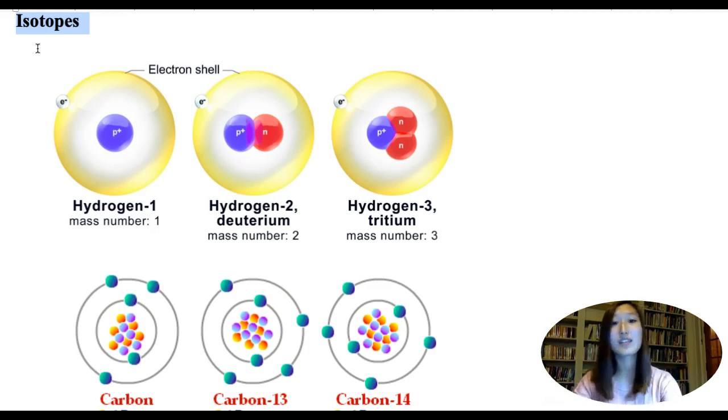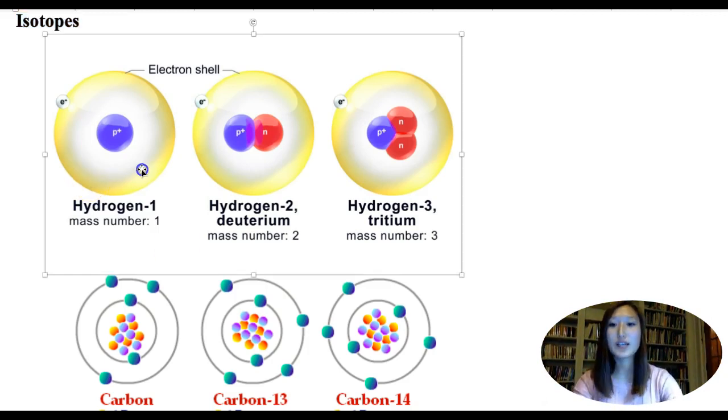Same idea with elements. If you have hydrogen, in the end, it's hydrogen. It will have one proton. That's what makes it hydrogen. But you can have different flavors of the same hydrogen. By flavor, I mean it will have different numbers of neutrons. So for example, right here, we have hydrogen-1, which has an atomic mass number of 1.